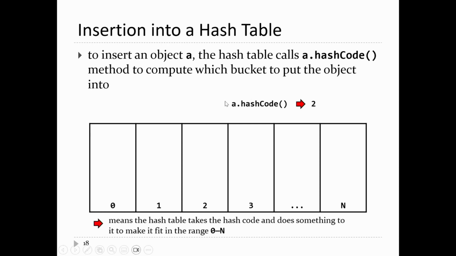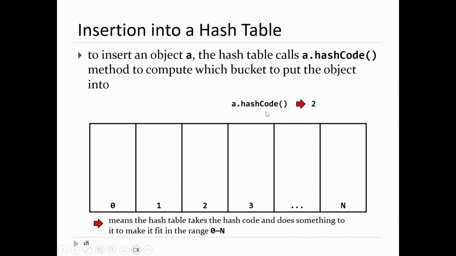So I want to put A into this hash table, so the hash table takes A and calls its hashCode method. hashCode returns an int, so it could be negative or positive or 0. What this arrow means is that the hash table takes the int value returned by hashCode and does something to it so that it's in the range 0 to n. Exactly what it does is not important for our purposes. In CISC125, you'll see probably several different ways of how you can map that integer value so that it lies between 0 and n. It turns out this is a very important step of the process.